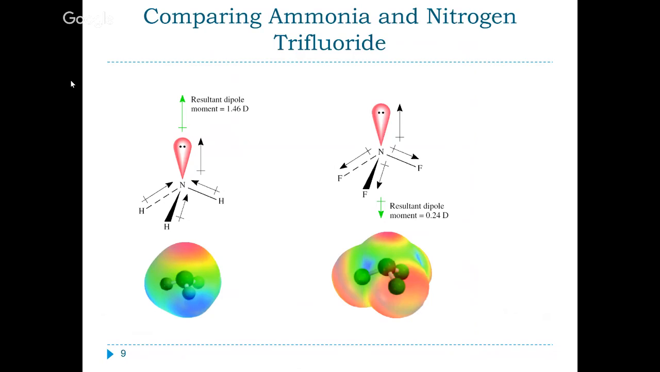How is that different than nitrogen trifluoride? Well, now fluorine is more electronegative than nitrogen, so it's pulling the electrons towards it. And if we add up those vectors, we see a resultant dipole moment where most of the electrons are concentrated towards the fluorine atoms. The dipole moment is 0.24 D. And from the electrostatic potential map, we can see the red regions, which show where there's an electron concentration. Of course, we have that lone pair sitting on top of the nitrogen, which is why it's red up there, but towards all of the fluorine atoms, it's very red as well.